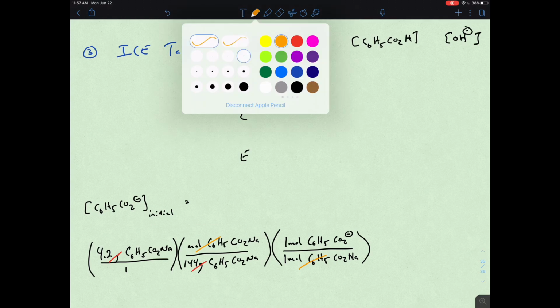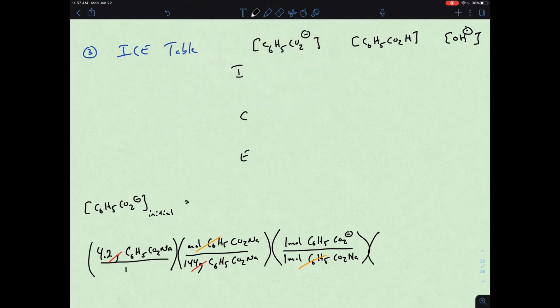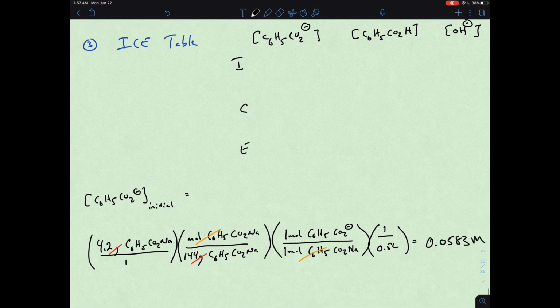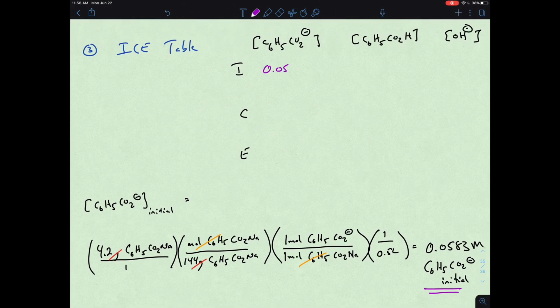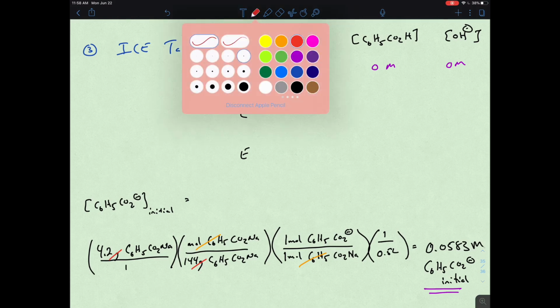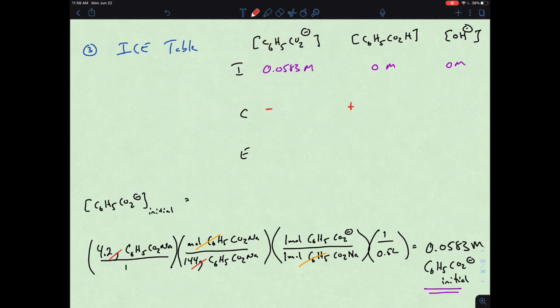And then we can divide by our volume that we had, which was the 500 milliliters or 0.5 liters, to get a value of 0.0583 molar in terms of our benzoate initial. So that's what we're plugging in above. There's no mention of the products, so those would both be 0. And again, there's our direction of change. Minus change for our starting materials, positive change for our products, and these are all 1 to 1 to 1.